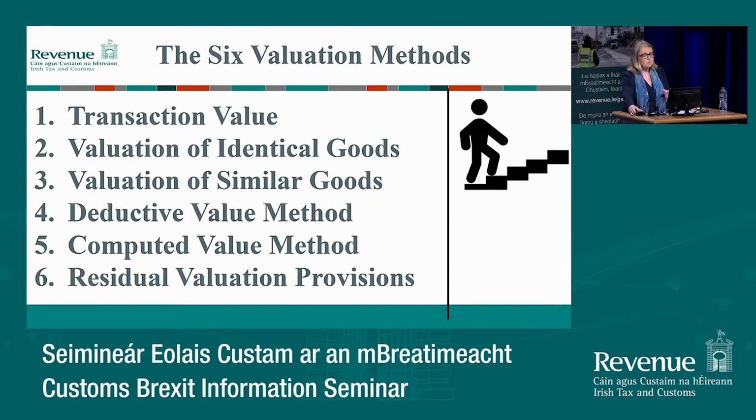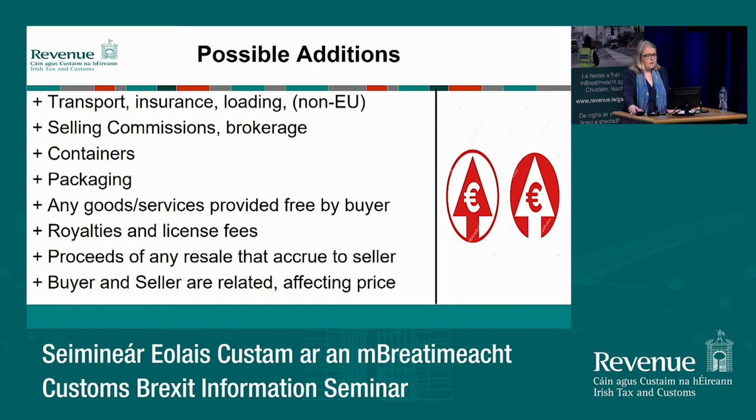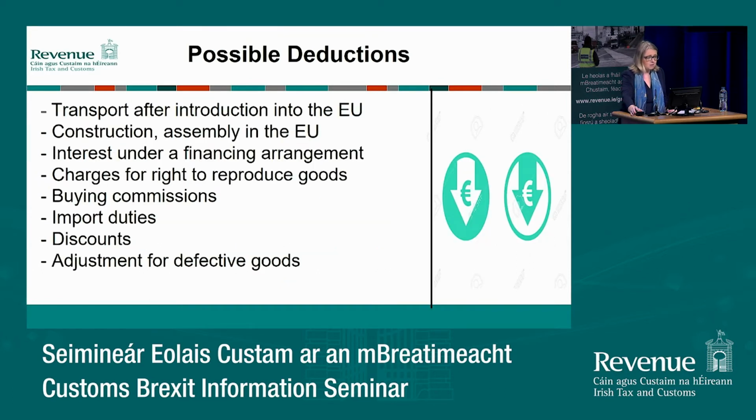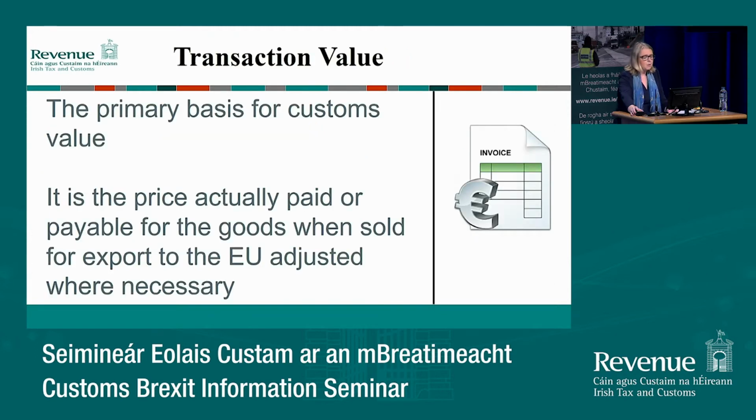So the transaction value is the invoice value. With the invoice value, you can have some additions. So you must add some amounts to it, for instance, the transport cost of bringing those goods into Ireland. And then also there are some deductions that you're allowed to take. And again, here highlighted is for any of those transport costs that arise when the goods are within the territory of the European Union.